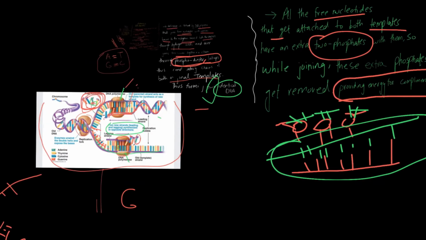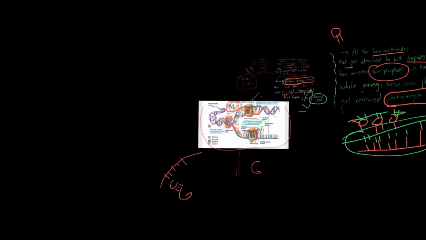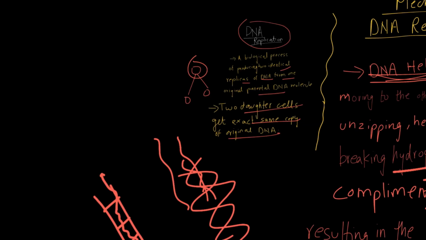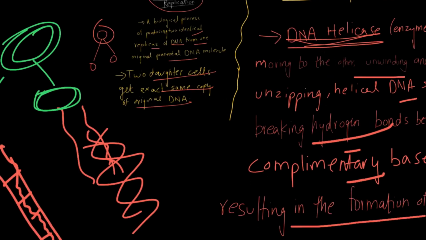So I'll just recap what we've done today. We started off with a new chapter called Gene Control, and in this chapter the first heading that we have to go through is DNA replication, where we learned that one parental DNA molecule produces two identical DNA molecules, which is called DNA replication, and thus two daughter cells get the exact same DNA as the parental DNA. We went on to the mechanism of how it's done.